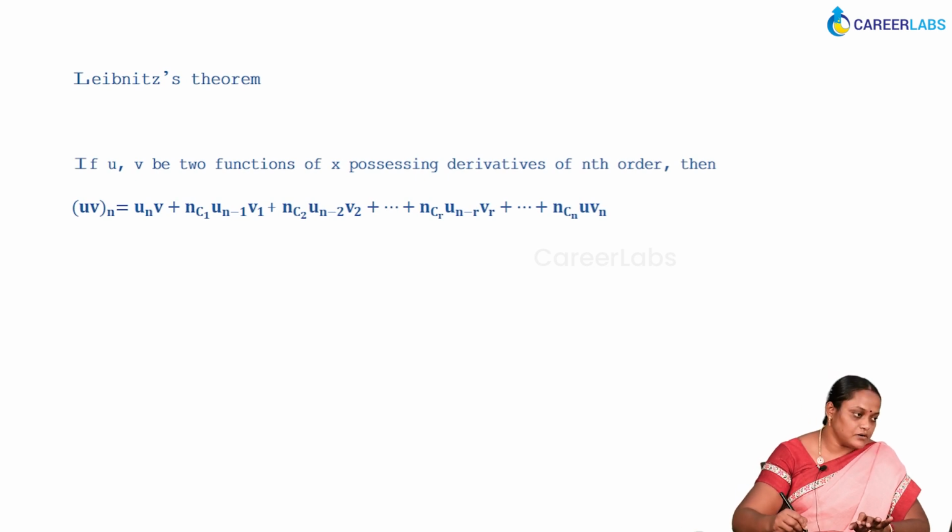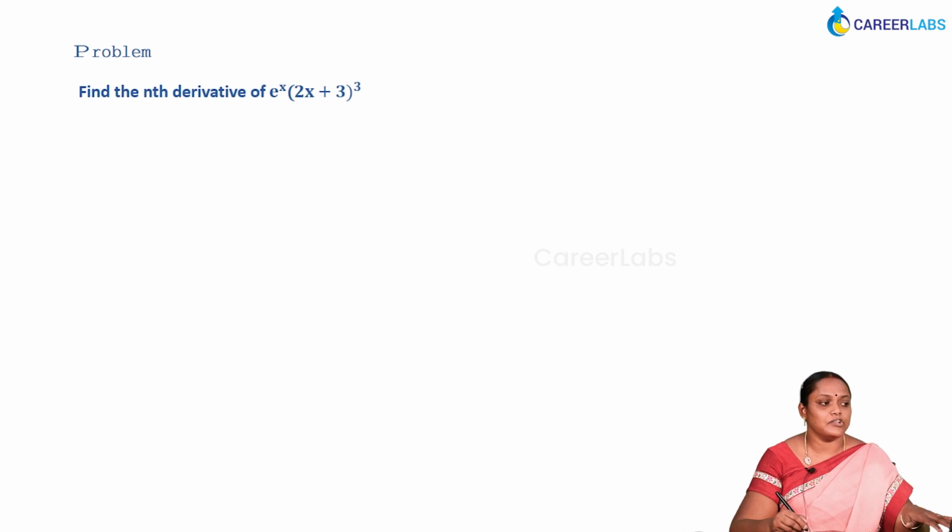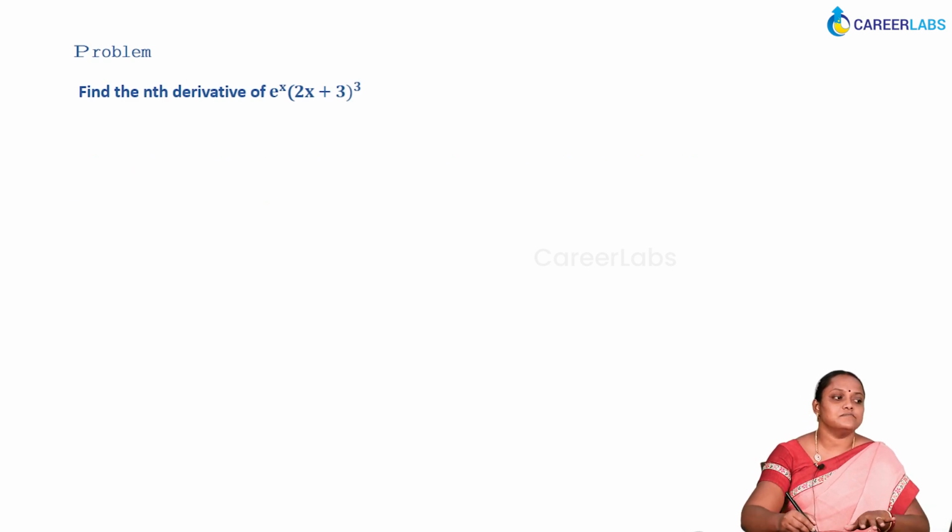Now instead of writing it this way, you can write it as u vn plus nC1 u1 v(n-1), like this also you can write. So now let us see a problem where we are going to apply the Leibniz theorem. Now see here, it is a product of two functions. So one is u and another one is v.